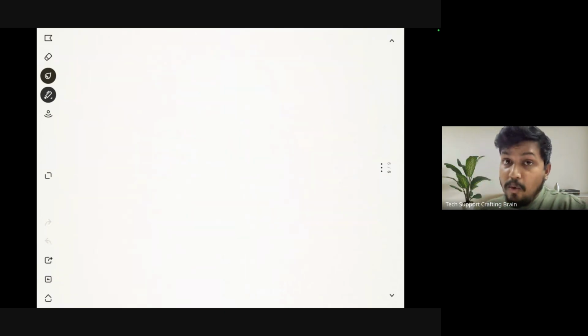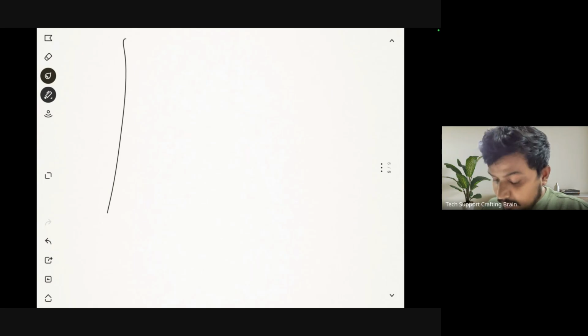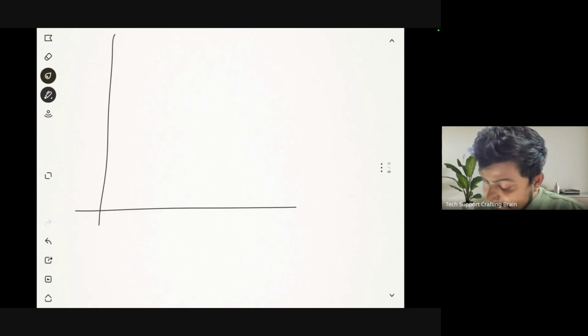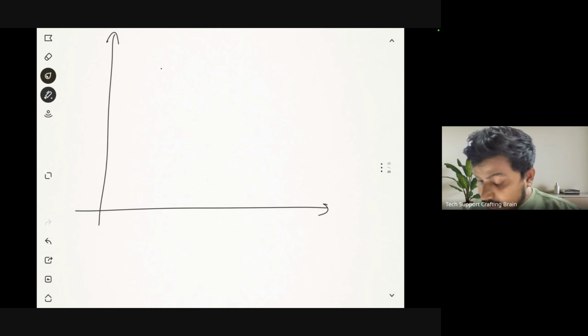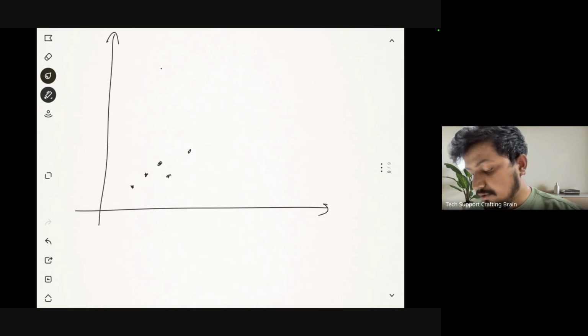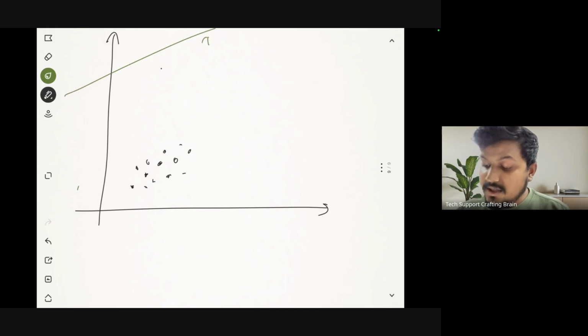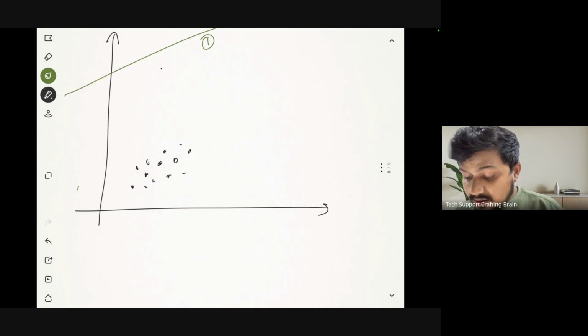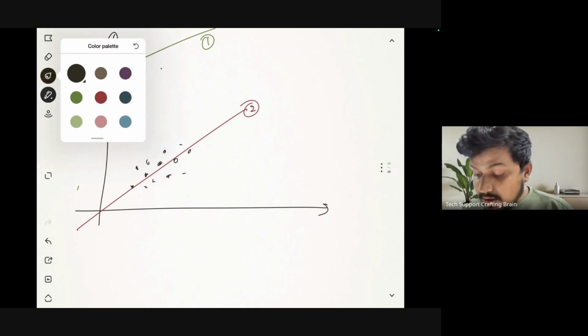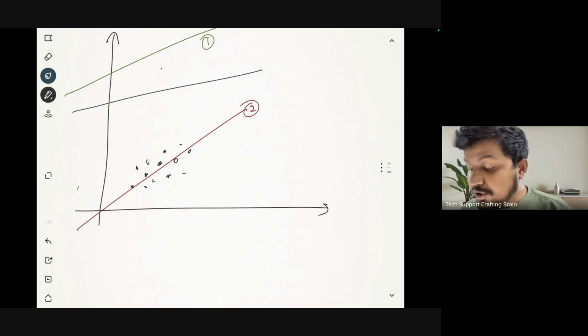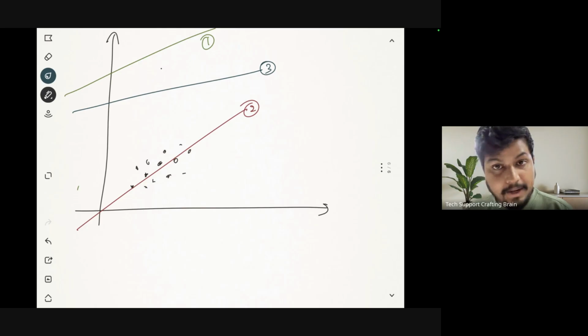Okay. Now what I'm asking you, just try to see this. Suppose this is a few data points we are having. This is the first line that I have drawn. This is the second line I have drawn. And this is the third line I'm drawing right now.